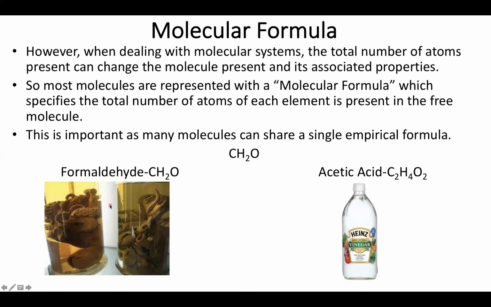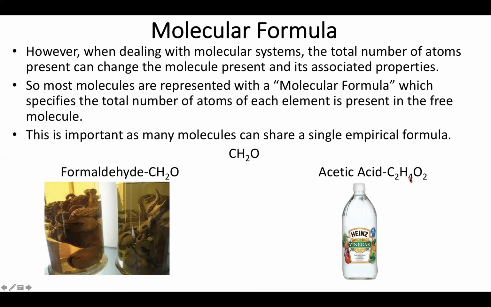One is deadly. It preserves tissue. You drink it, it will preserve you. No bueno. Acetic acid, however, well, that's vinegar. And so you'll notice that they both have the same ratio of elements, but it matters a lot more that we have twice as much of each of the elements.